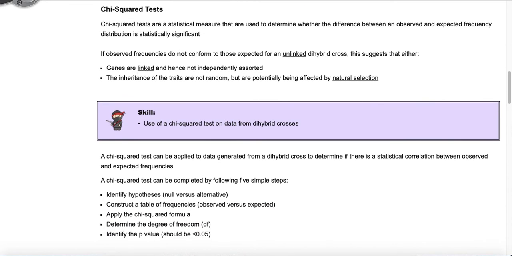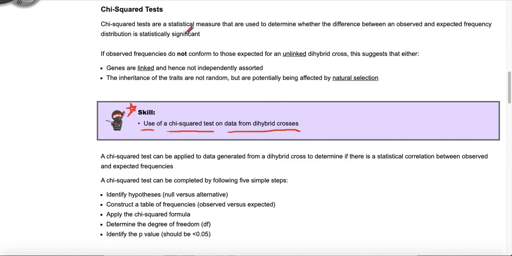So, chi-square tests. Your skill is to be able to use a chi-square test on data from a dihybrid cross. So you need to be able to fill out a chi-square test. So why would we do a chi-square test?